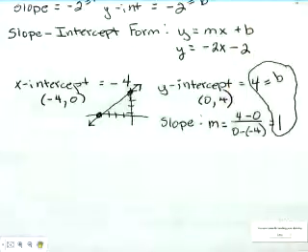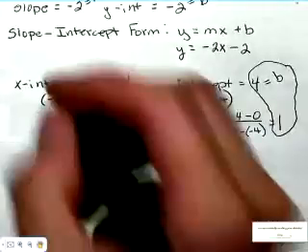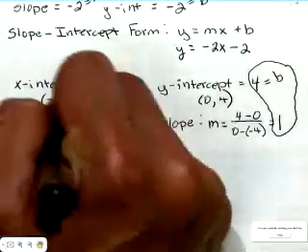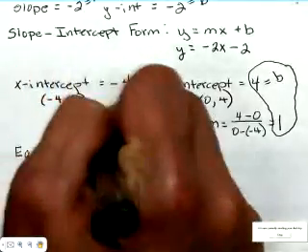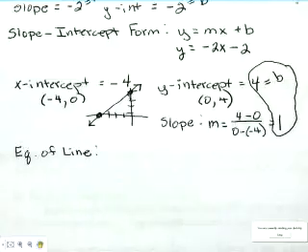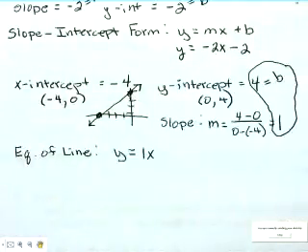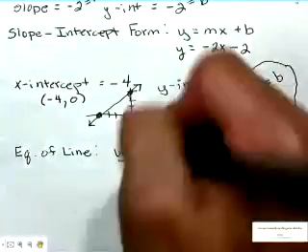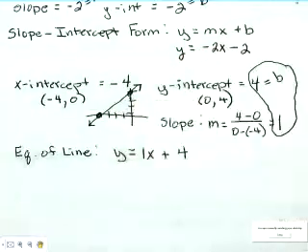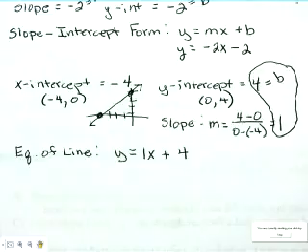what's the equation of that line? Y equals, your m is 1. You don't actually have to write it. 1x is just x. And your y-intercept, your b, is 4. So on that one, I just had to find the slope, and then I could use slope-intercept form.